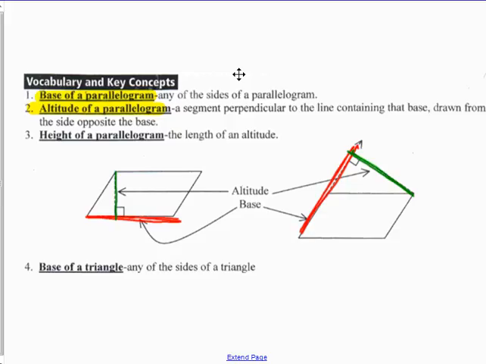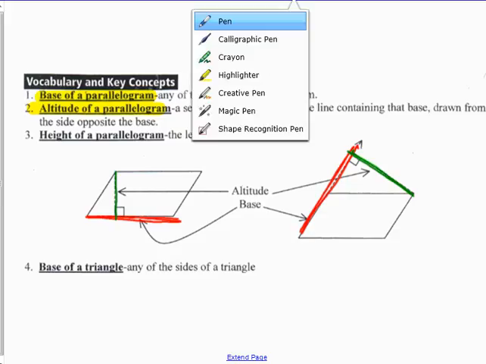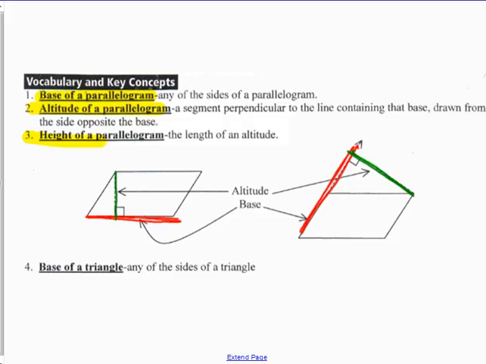The height of a parallelogram is the length of the altitude. So the height of this parallelogram is right here. That's the height. And this is the height.